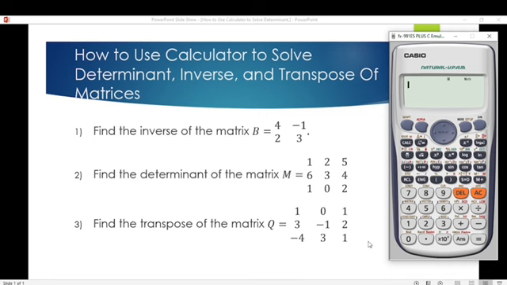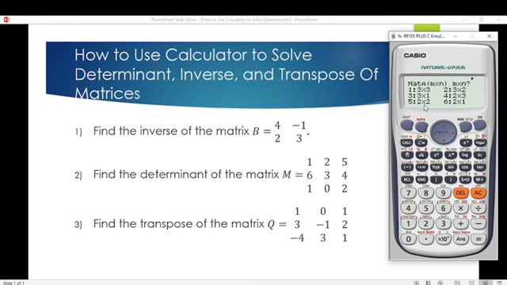So we'll go straight to our calculator and input our matrix B. To do that, we press on mode and number 6, which is for matrix. We are going to enter matrix B in Mat A, which is number 1. So we press on number 1.